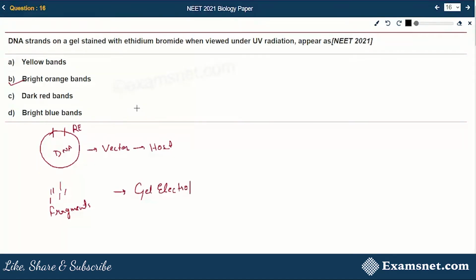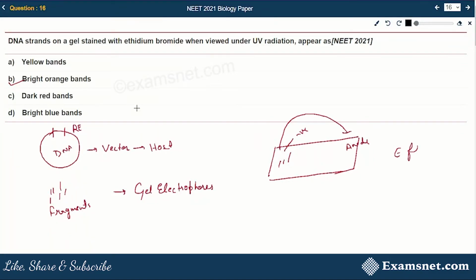So what is gel electrophoresis? Here we take the DNA fragments, and since DNA fragments are negatively charged molecules, they can be separated by forcing them to move towards the anode, that is the positive electrode, under an electric field using a matrix or a medium. Now one of the common matrices used today is agarose. Therefore the process is also known as agarose gel electrophoresis.